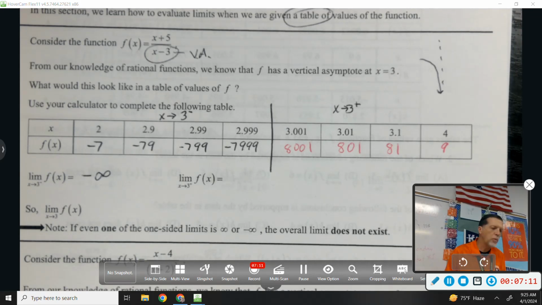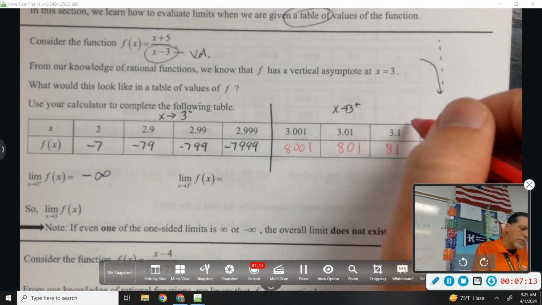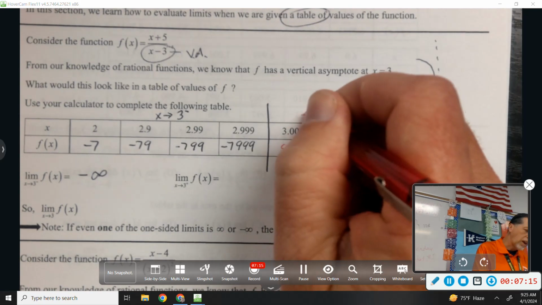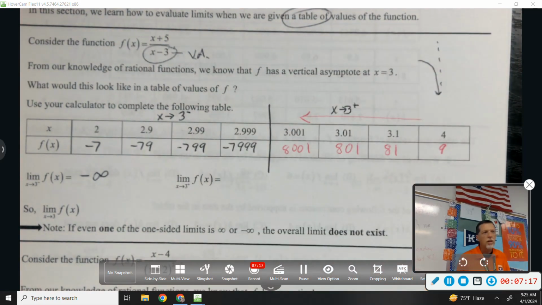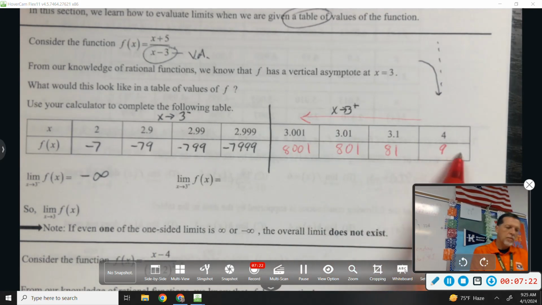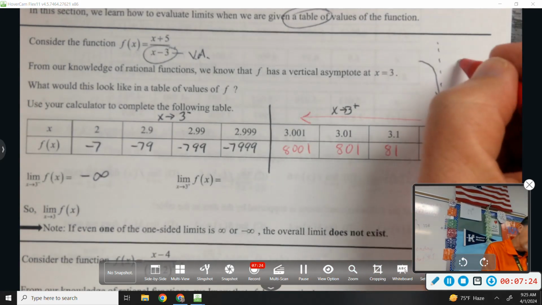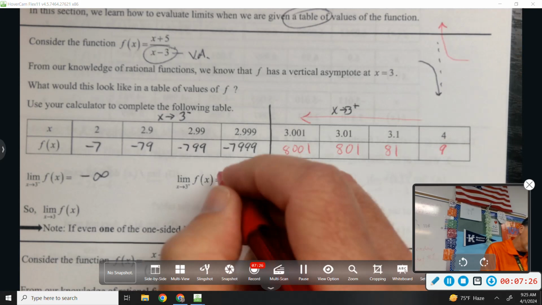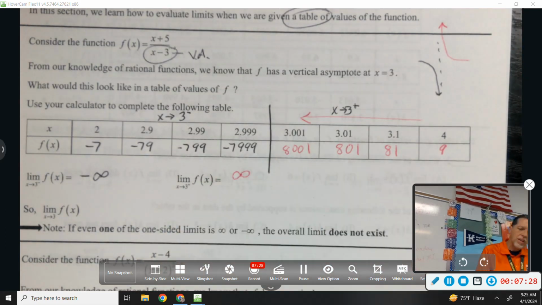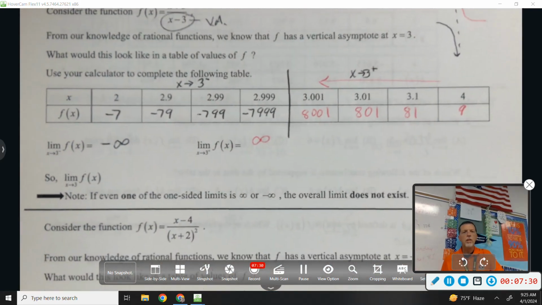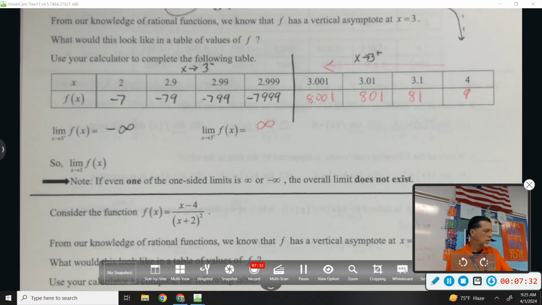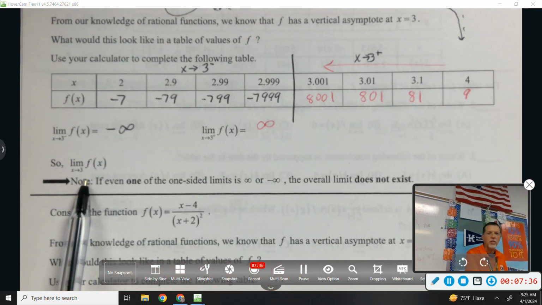So as we approach 3, this feels backwards maybe because we're approaching it from this way. As we approach 3 on the right-hand side, we're a little more than 3. My values are going up, up, up, up, up. They're headed toward positive infinity. So what would you say the limit is as x approaches 3?